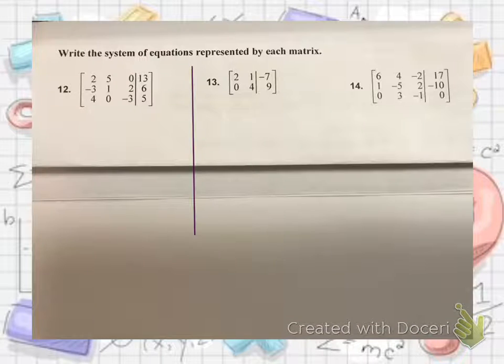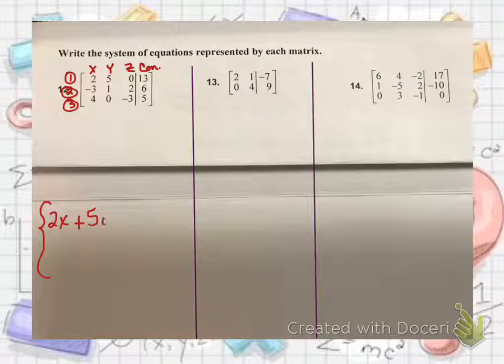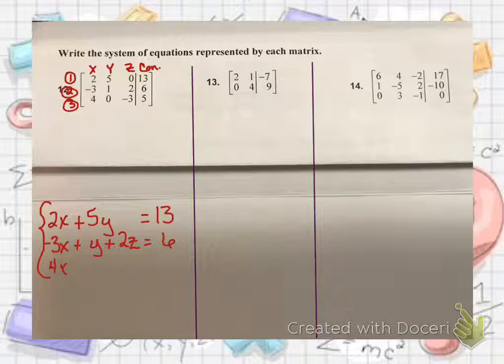In the next section, we're going to write the equation from the matrix. So we've got 3 rows, so that means 3 equations. We have a column for x, y, z, and the constant. Our first equation comes out to be 2x plus 5y is equal to 13. There's 0 z's there, so we don't have to put anything. Then we have negative 3x plus y, excuse me, plus 2z is 6. Then we have 4x, no y's, minus 3z is 5.